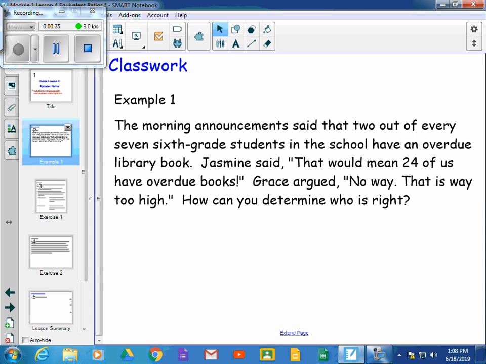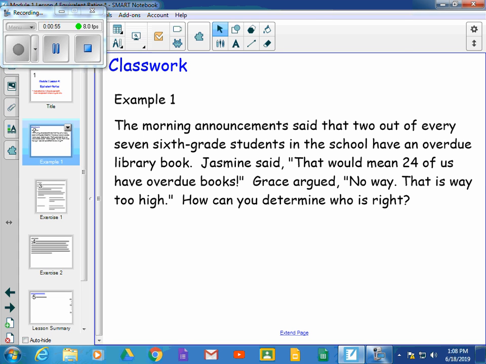Example 1. The morning announcement said that 2 out of every 7 6th grade students in the school have an overdue library book. Jasmine said, that would mean 24 of us have overdue books. Grace argued, no way, that is too high. How can you determine who is right?